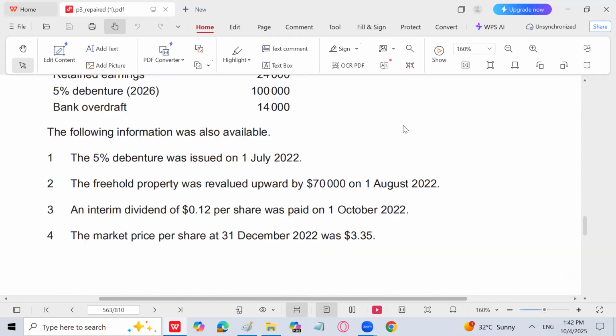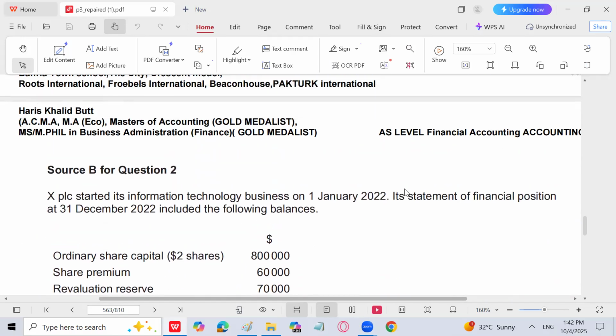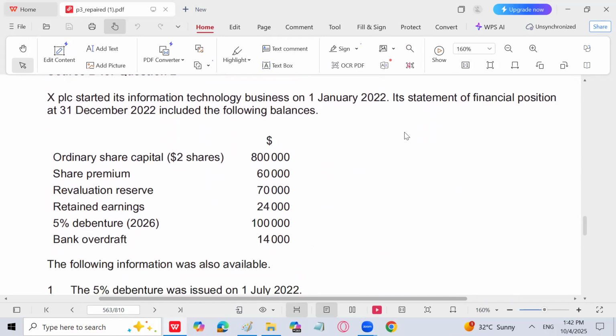February-March 23-32. X public limited company started its information technology business on 1st January 2022. Its statement of financial position at 31st December 2022 included the following balances. Ordinary share capital, we have a $2 share, 8 lakh. So beta, you have to divide 8 lakh by the $2 per share value. You will get the number of shares, that is 4 lakh.